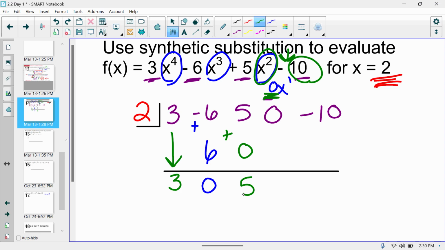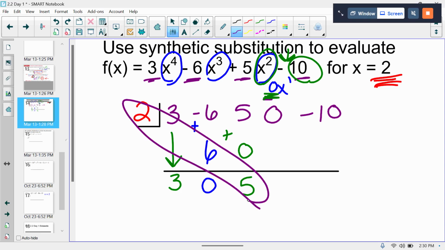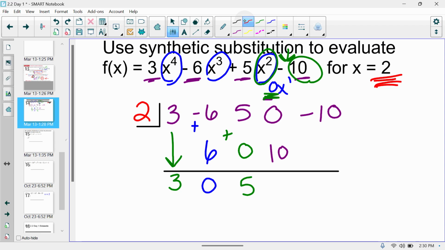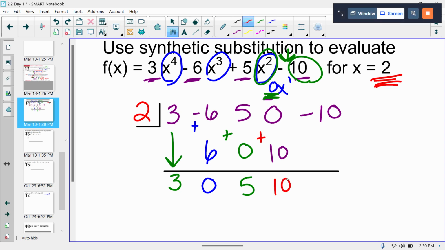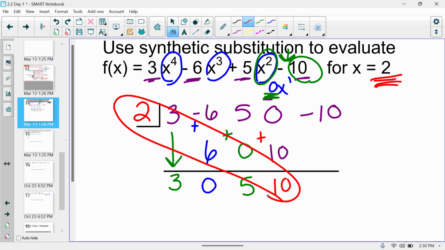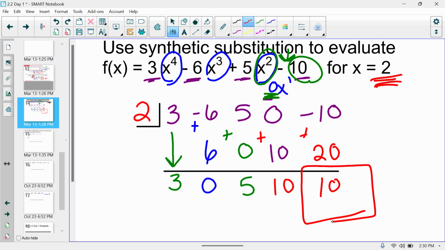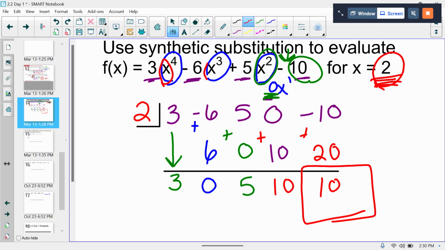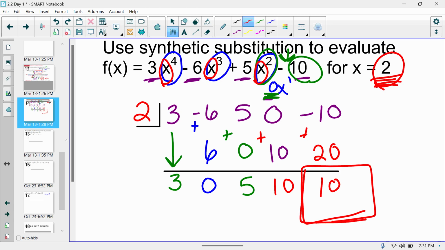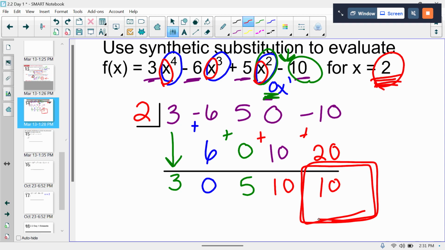Then you just keep repeating it. These are going to get multiplied. 2 times 5 is 10. And then you just add straight down. And then you do it again. 2 times 10 is 20. And add straight down. -10 plus 20 is 10. The last number that you write is your answer. So what that means, guys, is if I were to take 2 and fill it in for all the x's and spend all the time doing all the steps of PEMDAS, I would get the same answer. It's a different process to get to the same thing, okay?